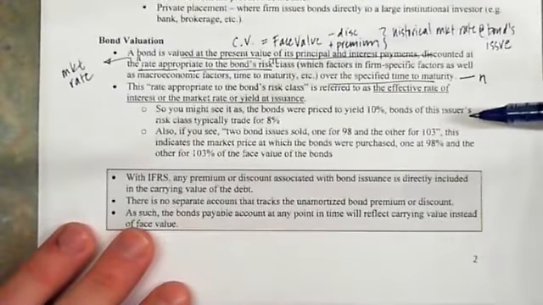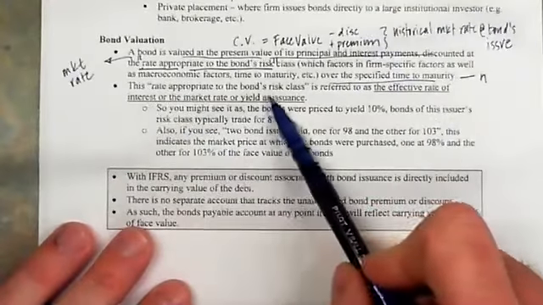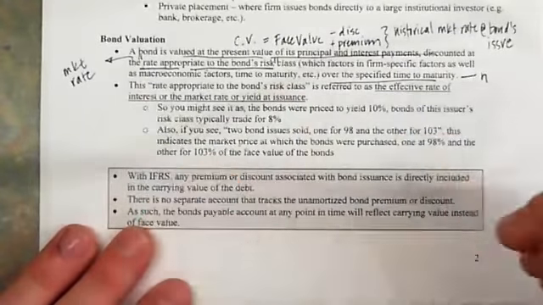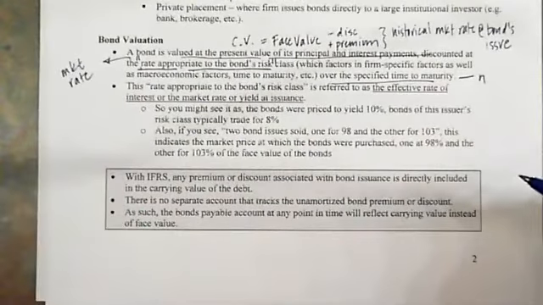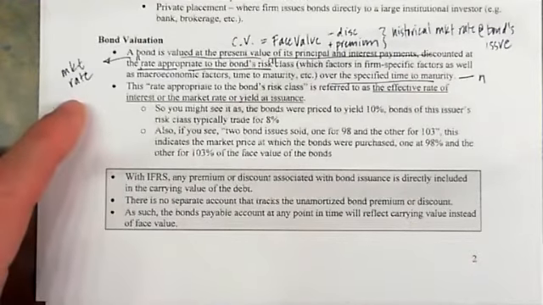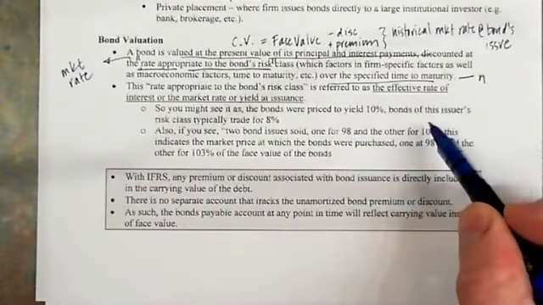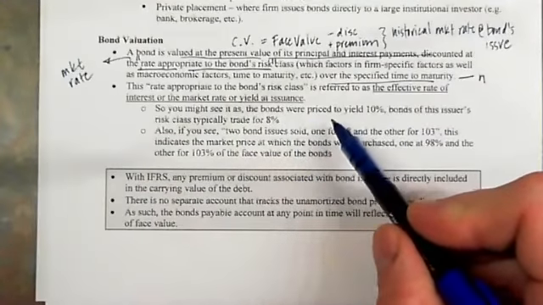Other ways to describe this process of issue is, like I said, the rate appropriate to the bond's risk class. It can also be referred to as the effective rate of interest. It's the effective rate of interest because that's effectively the rate that is being earned. The market rate is sometimes also called the yield at issuance. And so you should know all those names as synonyms for a market rate. So you might see the bonds were priced to yield 10%. Bonds to this issuer's risk class typically trade for 8%. So those are both market rates.